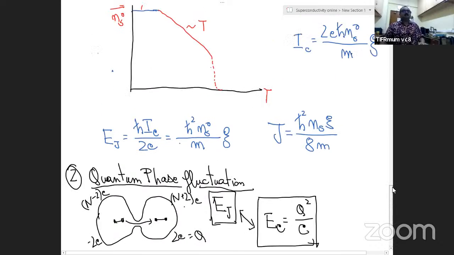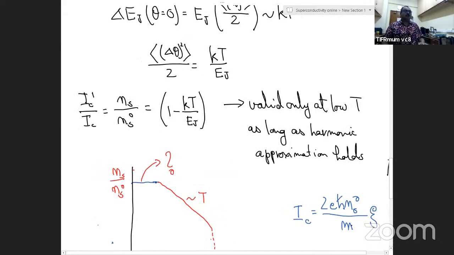This is the reason why the superfluid density, which should have gone all the way up to here, has come down here. This is the effect of quantum phase fluctuations. And since it is temperature independent, till thermal fluctuations take over, you have essentially a temperature independent superfluid density.